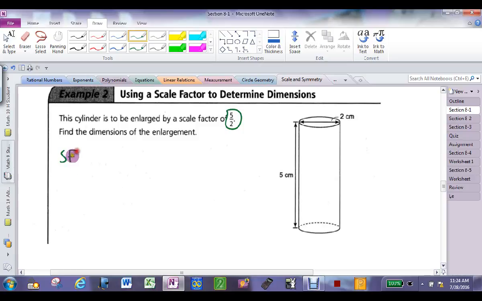Let's do the math. First of all, our scale factor is 5/2. What would we do with that to make it something pretty? Divide 5 by 2. Which is 2.5. But there's another piece of information in our scale factor, isn't there?